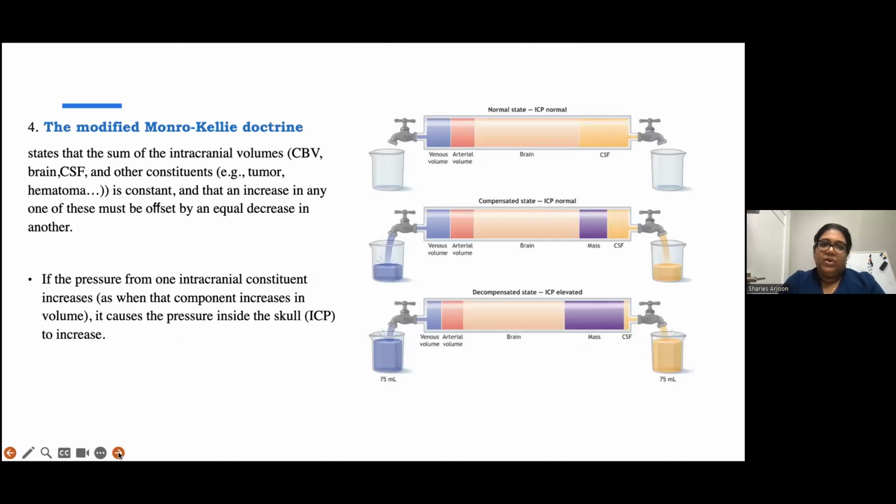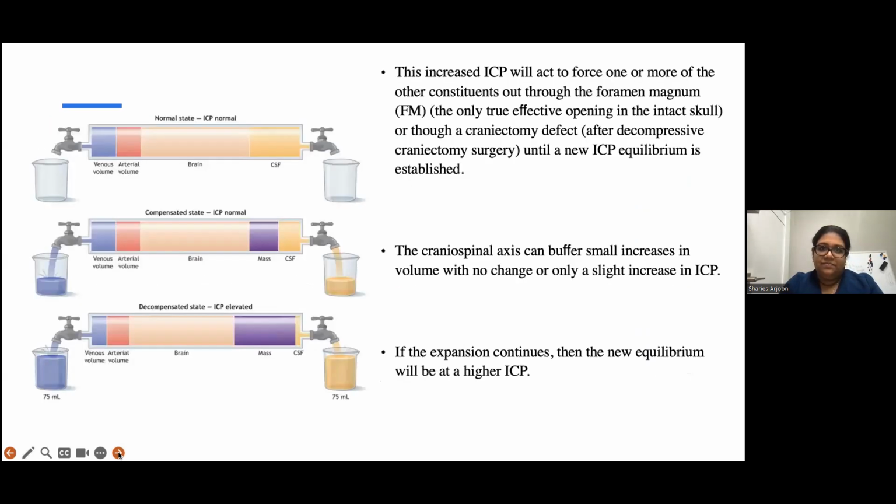So the modified Monro-Kellie doctrine states that the sum of the intracranial volumes, that is the cerebral blood volume, the brain and the CSF, and other constituents such as tumor or hematomas, is constant, and that an increase in any one of these must be offset by an equal decrease in another. So if the pressure from one intracranial constituent increases, as when that component increases in volume, it causes the pressure inside the skull to increase.